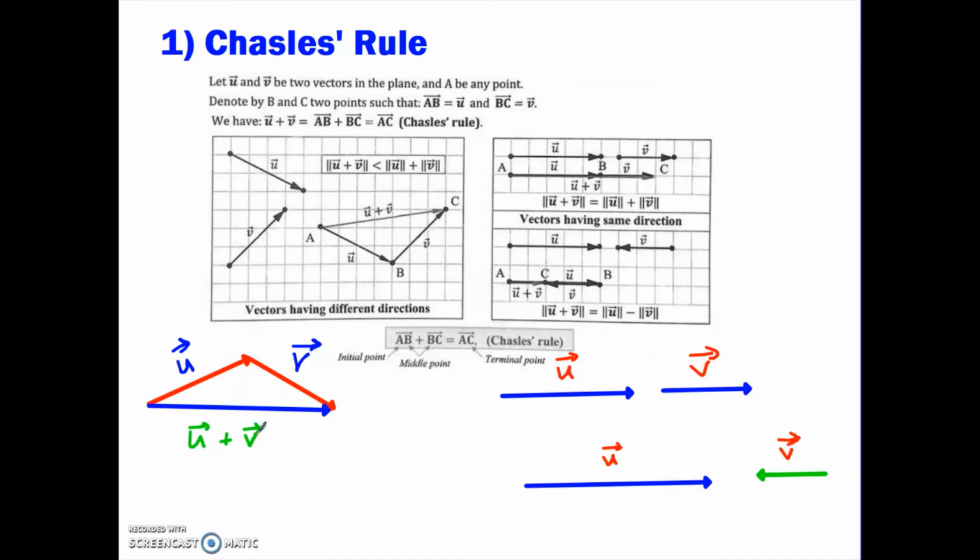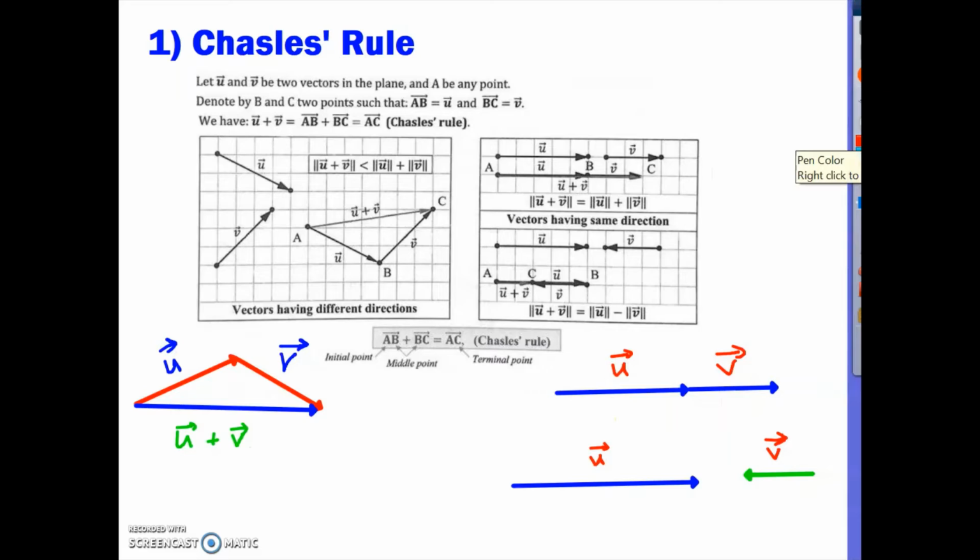Now let's consider the second case, where the vectors have the same direction. If the vectors have the same direction, we have two cases. Either the vectors, like u and v here, have the same sense or opposite sense. If the two vectors have the same sense, as we did before, I want to move v or u, let's move u for example, in such a way that the ending point of u is the starting point of v. So I'll move them in this way. So we have u plus v. u plus v starts at the starting point of u and ends at the ending point of v. So this is the resulting vector.